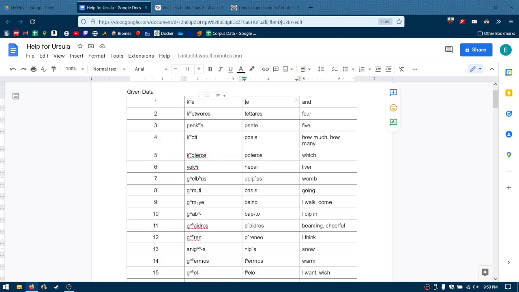Okay, they're both stops, so nothing has changed in that regard. But we do see that the W glide has gone away and the place of articulation has changed. So this was velar and this is now dental. Okay, and then we see the same thing here. So this was KW again and it changed to T.